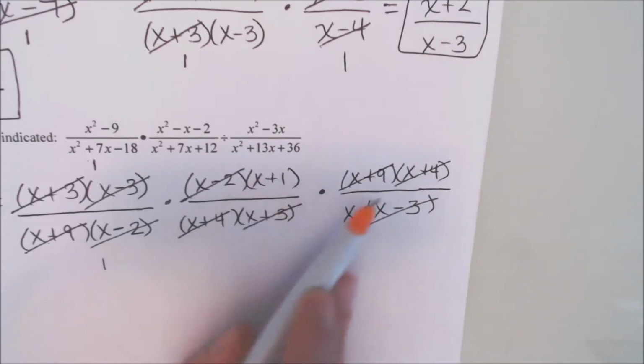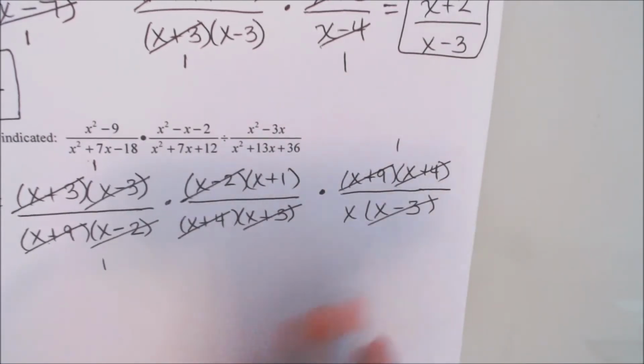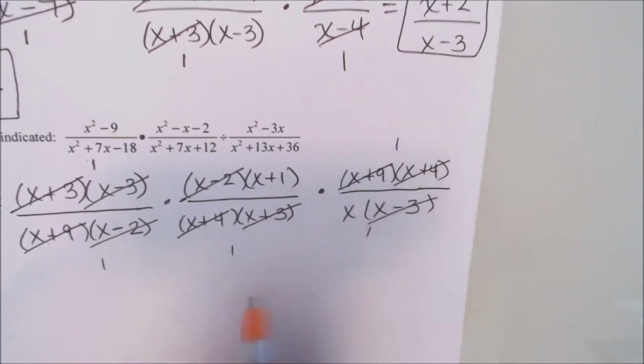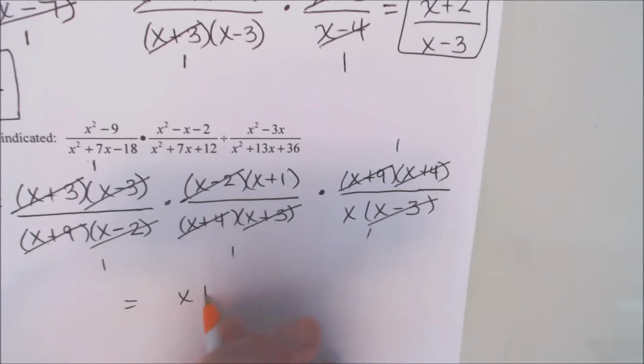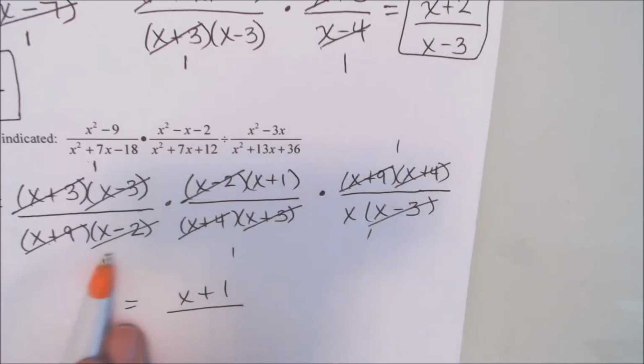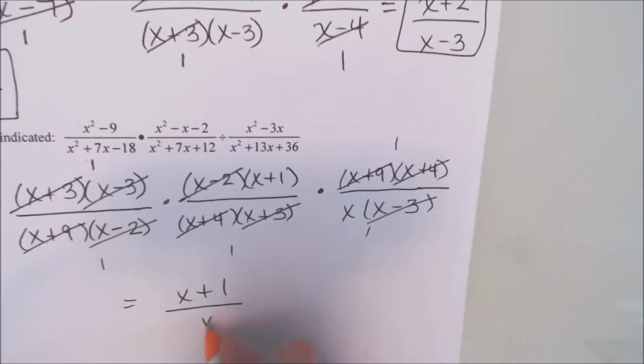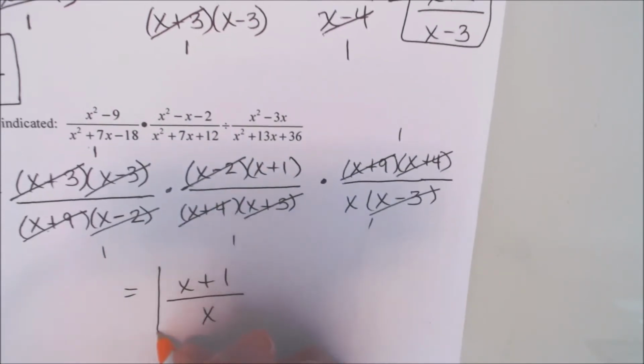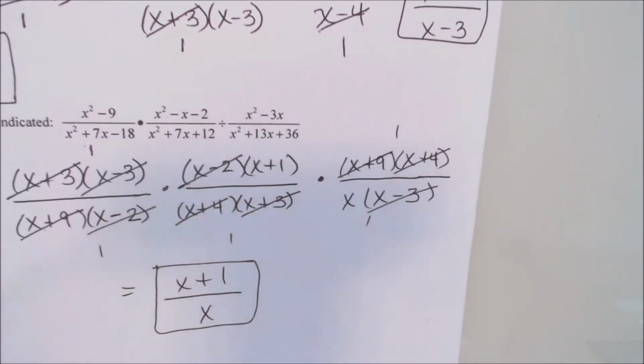So you notice I've got a 1 here, a 1 here. I've got an x plus 1, a 1 here, a 1 here, and just an x in the last fraction, x times 1. So if you multiply all your numerators together, the only thing left in the numerator is the x plus 1. In all your denominators, the only thing left is an x. And so after all that, that's our final answer for that expression.